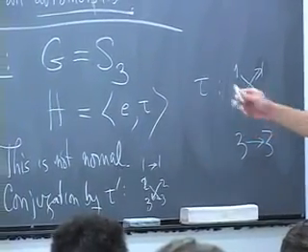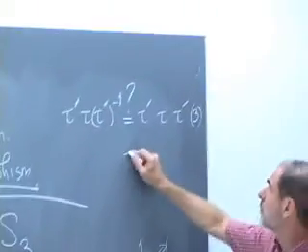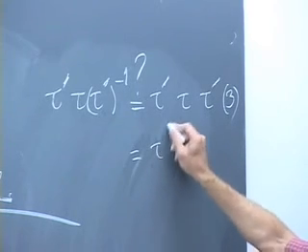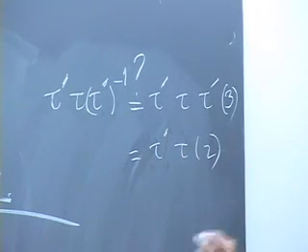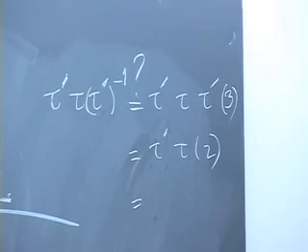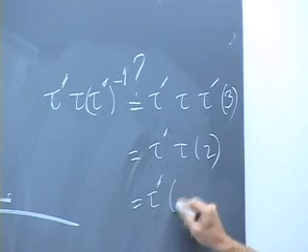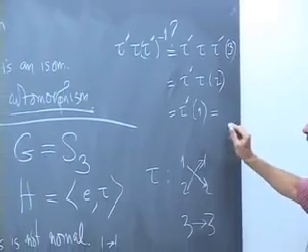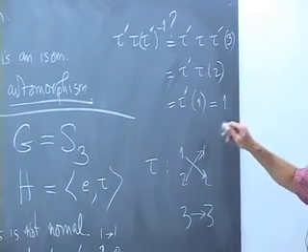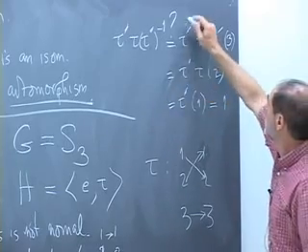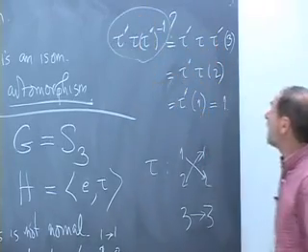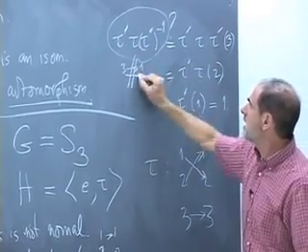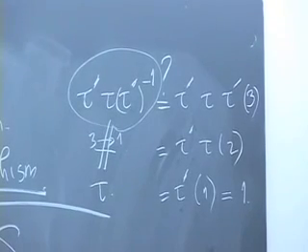So let's see if it's tau or not. We'll apply it to the element 3. Tau prime of 3 is 2. So this is tau prime of tau of 2. Tau of 2 is 1. So this is tau prime of 1. And tau prime of 1 is equal to 1. So this element does not fix 3. It takes 3 to 1. So in particular, it's not equal to the element tau.